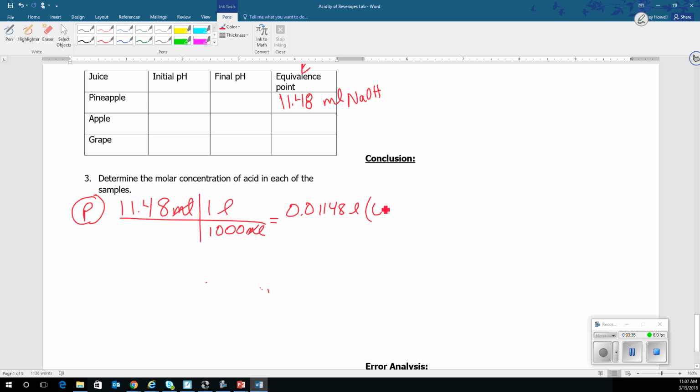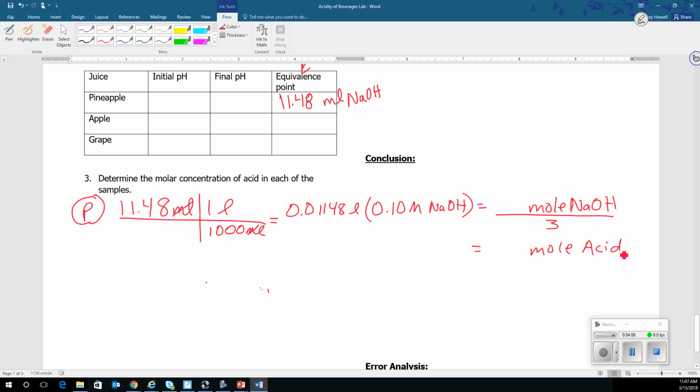I'm just going to keep going across here so we have enough room. I'm going to multiply that by the 0.10 molar NaOH that I used to titrate it with, because I want to find out how many moles I used. That is going to give me moles of NaOH. I'm not going to stop and actually do the calculations here. At this point, I use those numbers we just talked about in the front. Since it was pineapple juice, the number I needed was 3. So I'm going to take this and divide it by 3. That will give me moles of acid.